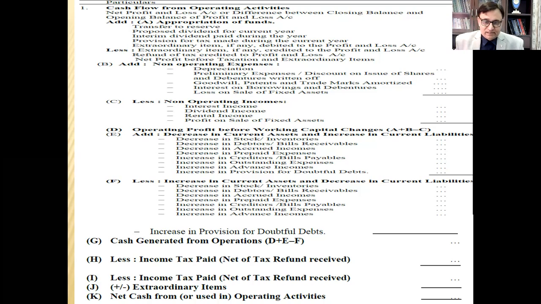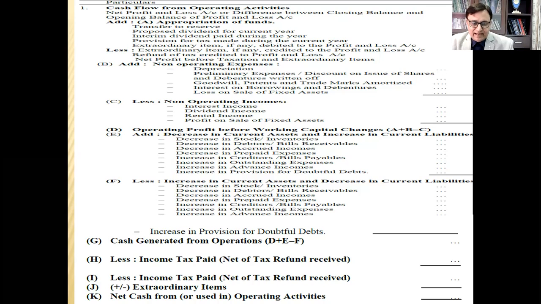Similarly, if there is an increase in current assets and a decrease in current liabilities, it means cash has been paid out. So an increase in stock, an increase in debtors and bills receivable, an increase in prepaid expenses, a decrease in creditors and bills payable, a decrease in outstanding expenses, or a decrease in advance income, they all will be deducted. Finally, if any provision is made for doubtful debt, that will also be deducted.